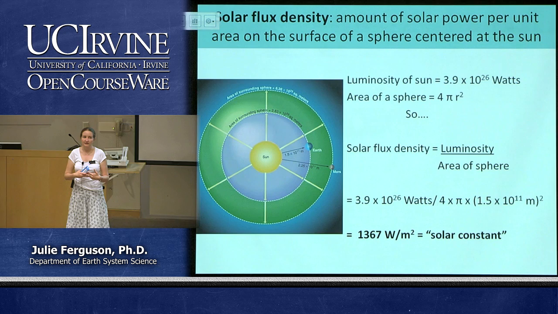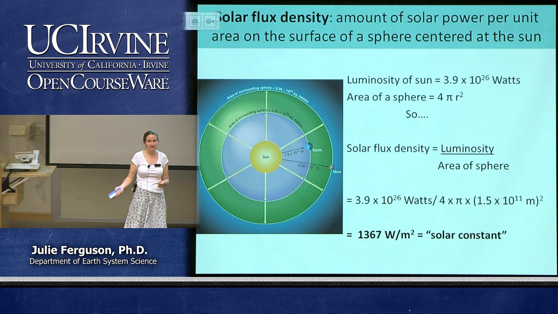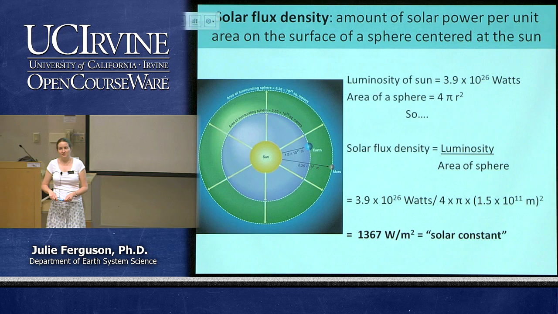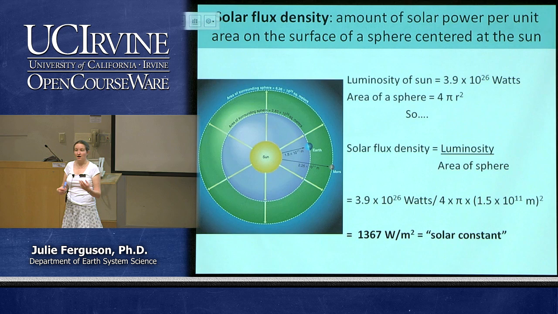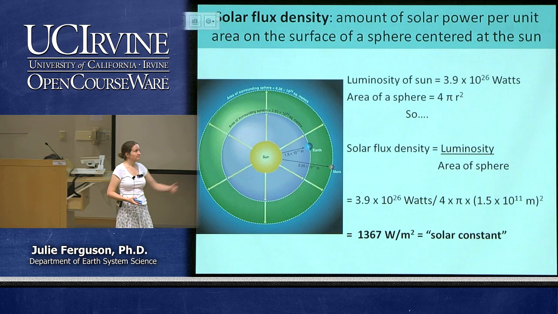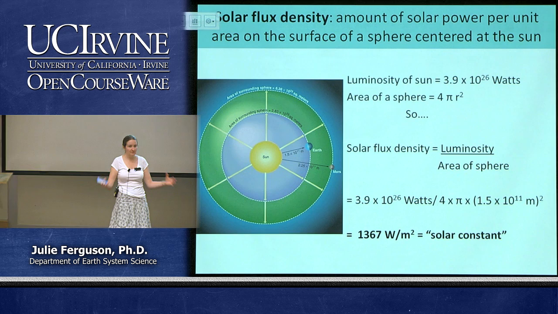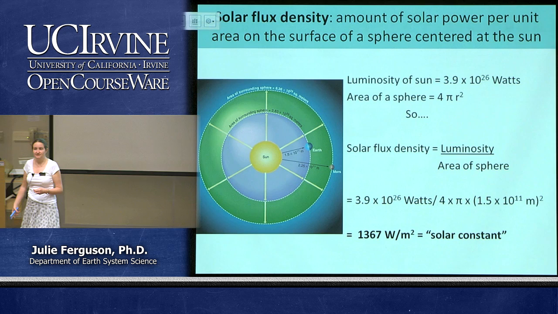So if we put our numbers in, the luminosity of our sun, and I've rounded it up to make it easier, is about 3.9 times 10 to the 26 watts. The area of a sphere, you all remember, is 4 pi r squared. And in this case, the r, the radius that we're using, is the distance from the Earth to the sun. If we plug in those numbers, then for every square meter on Earth, we get about 1,367 watts of that total output of the sun.